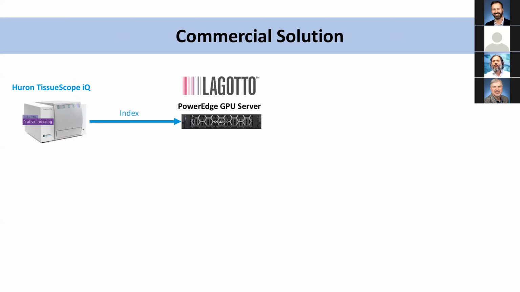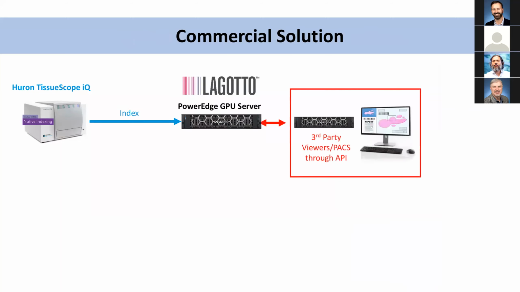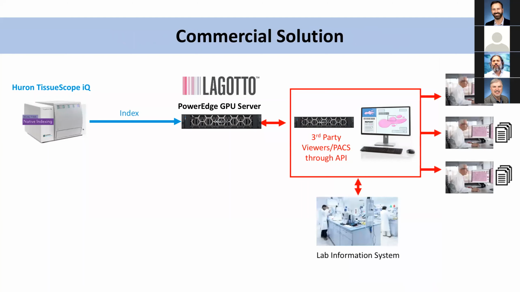If you have a digital scanner and you're accessing a GPU server to index your images, and then you need some viewers, some PACS viewers through API to look at the images and write your reports, and then the pathologist can do their work, and that viewer has a connection with the LIS, the lab information system.